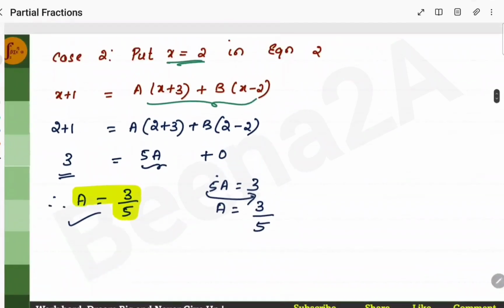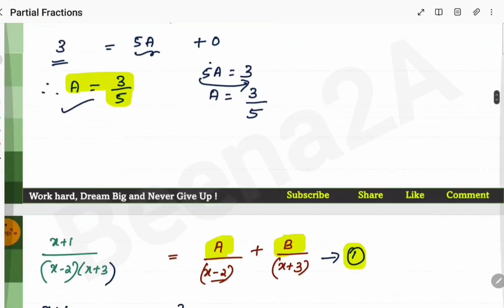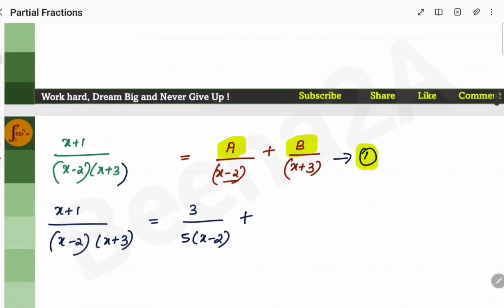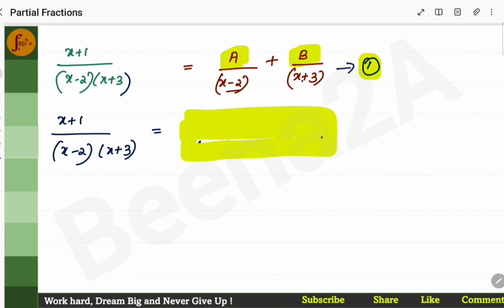A is 3 by 5, so I'll put 3 by 5, and we have to put the denominator also. The denominator is x minus 2. Now what is the value of B? 2 by 5. So I'll put 2 by 5, and the denominator is x plus 3. So this is nothing but the partial fraction.